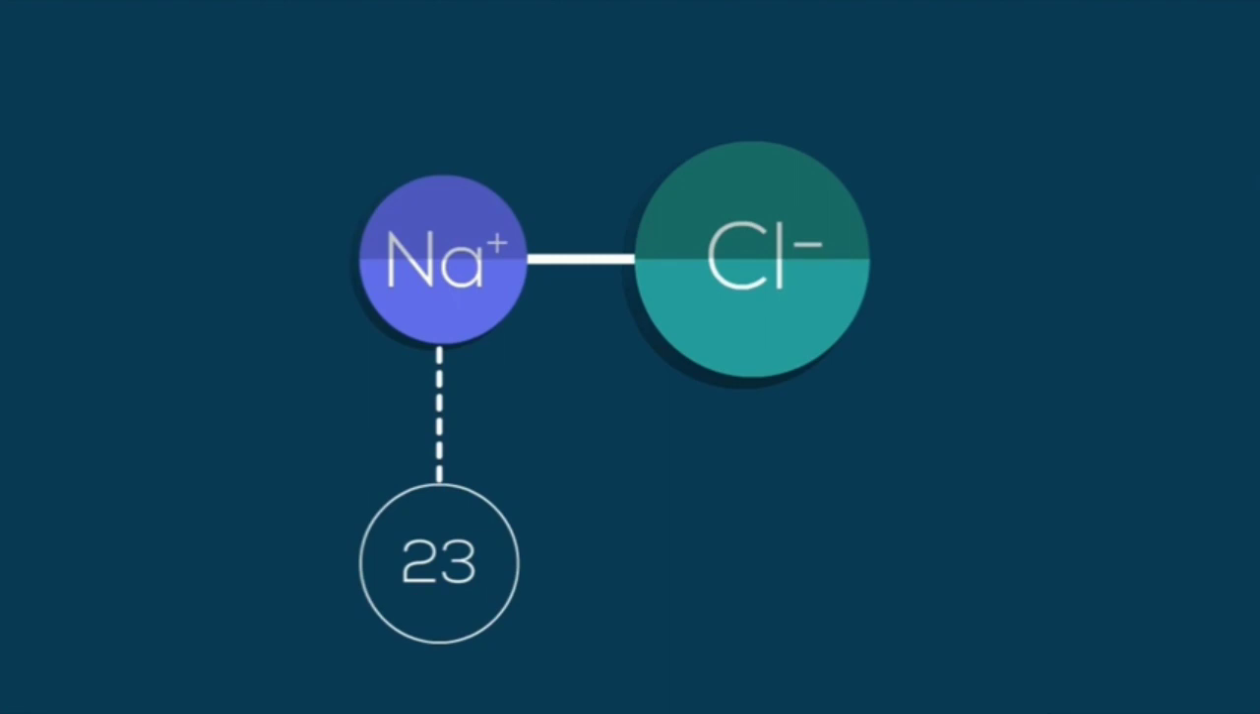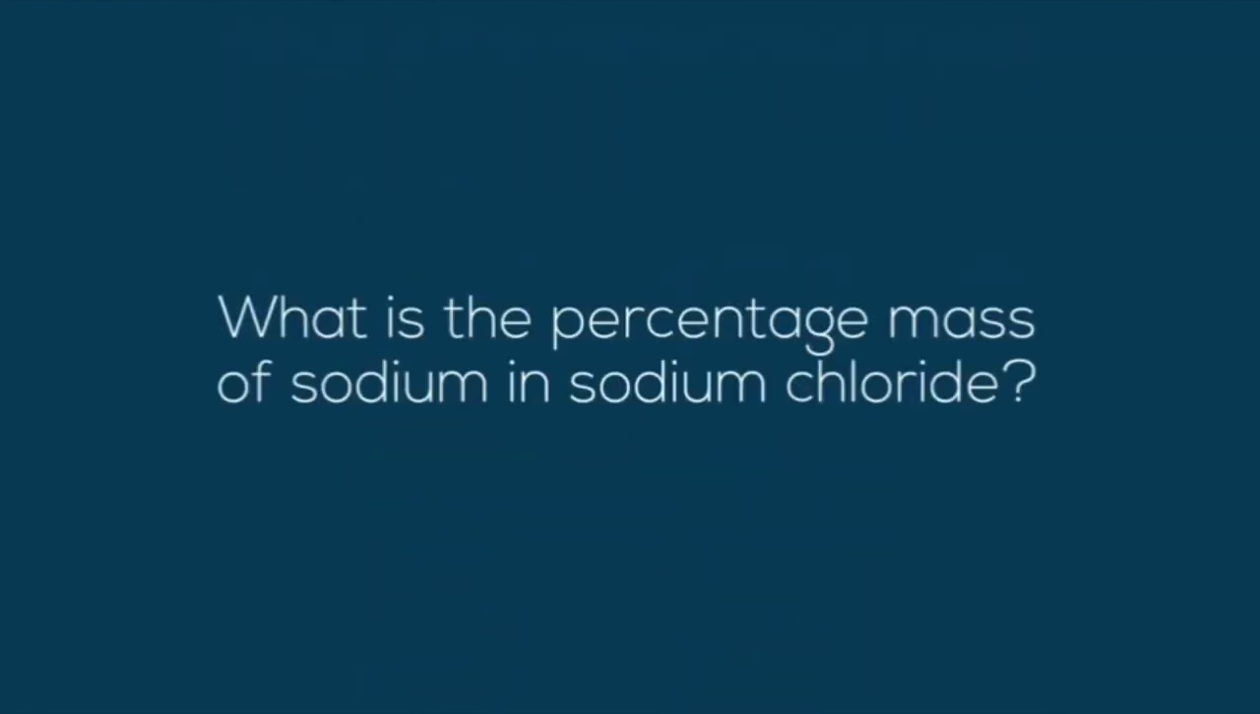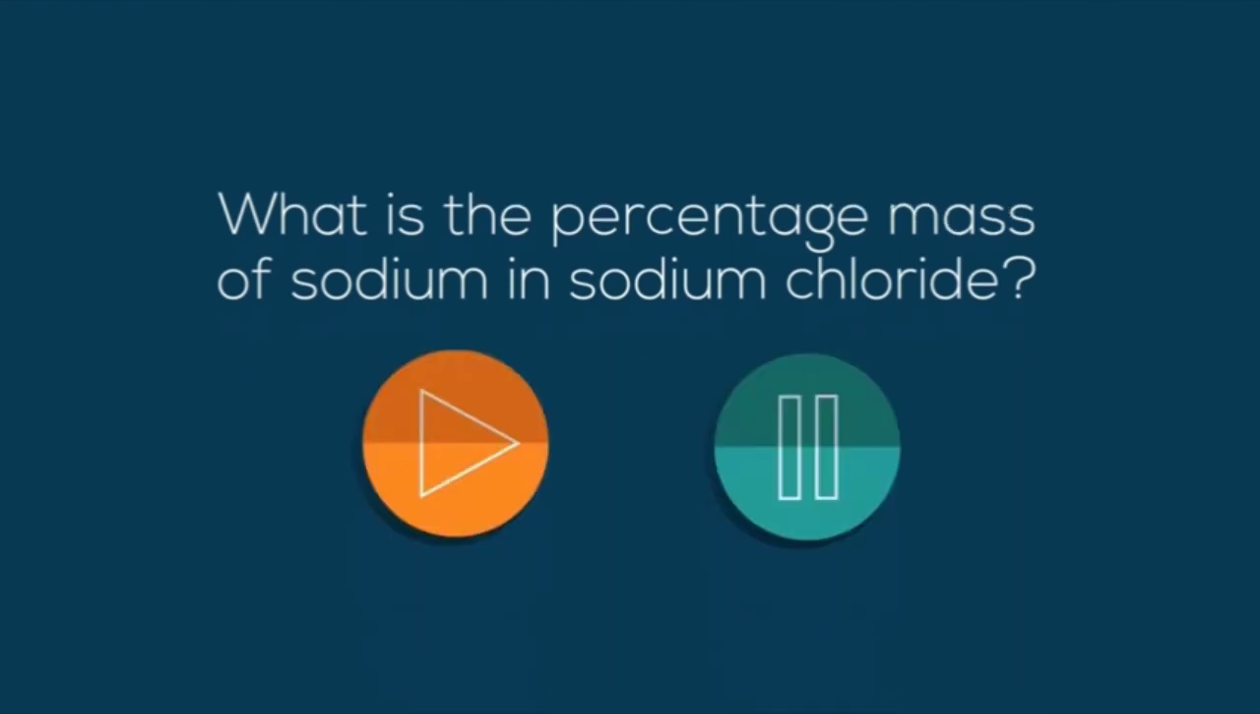Sodium has a molecular mass of 23 and chlorine a molecular mass of 35.5. You already know how to calculate percentage mass, so let's see if you can figure out the percentage mass of sodium in sodium chloride. Pause the video and resume when you have worked it out.